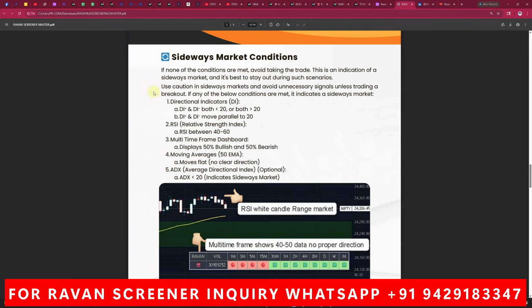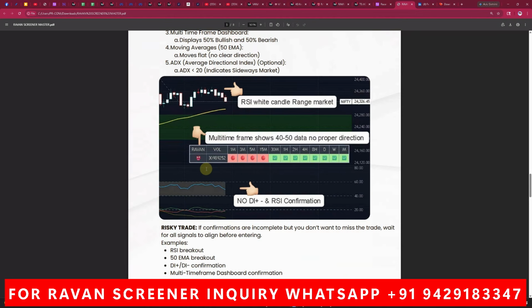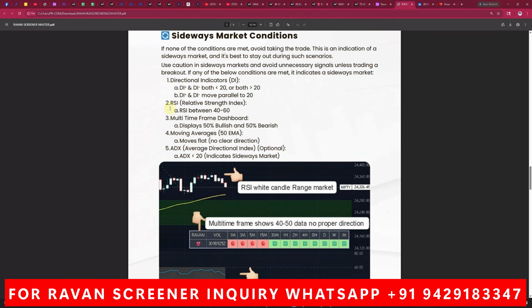These are the five different indicators, five different indicators, how you can confirm the range bound market. For RSI, DI plus minus, and the 50 MA, the multi time frame dashboard also indicates the sideways market. There are many ways to confirm the sideways market, right? So you have to understand the logic behind that, understand the point.